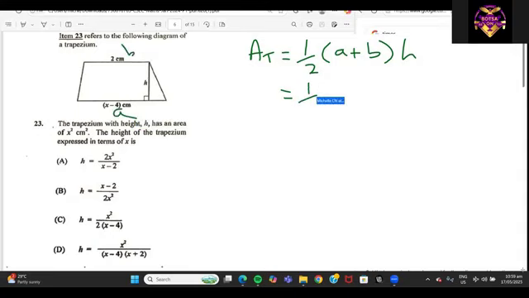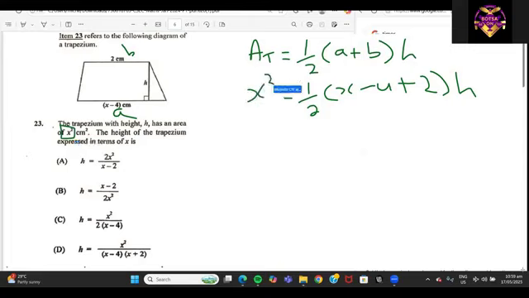Right? So replacing that information, we have a is x take away 4, add b, which is 2, and then we have the height. We have to transpose, right? So we can put in the area of the trapezium, which happens to be x squared. So moving on, we have a half.